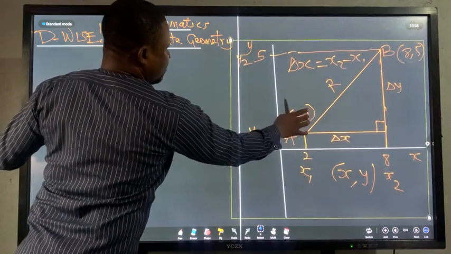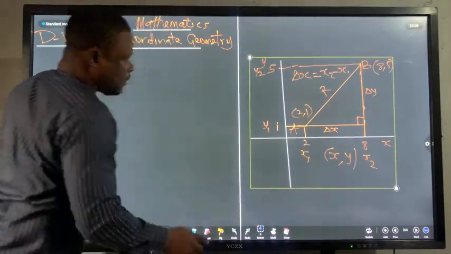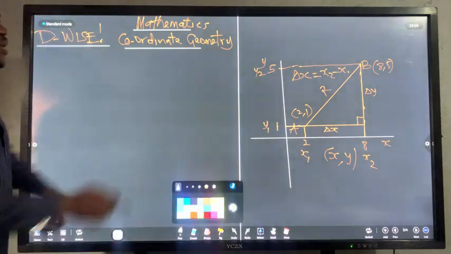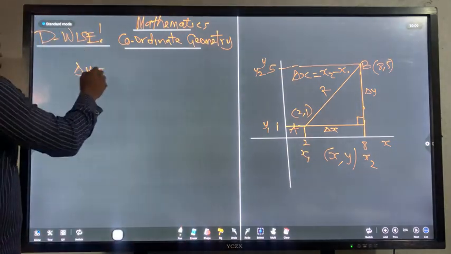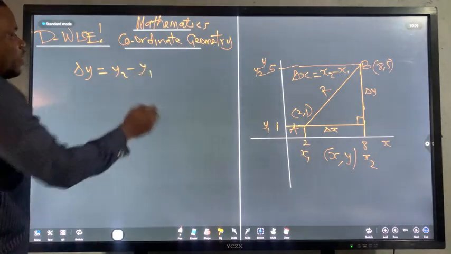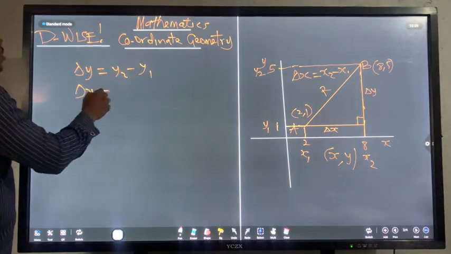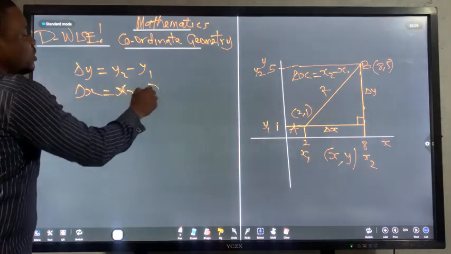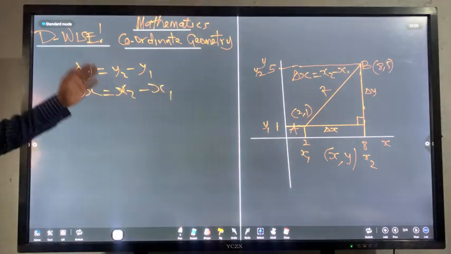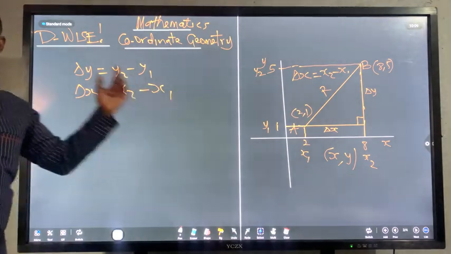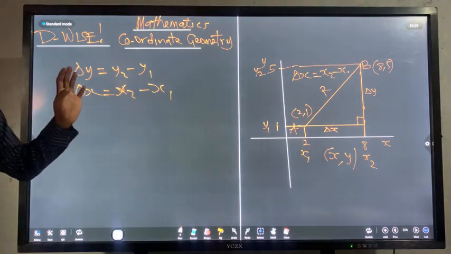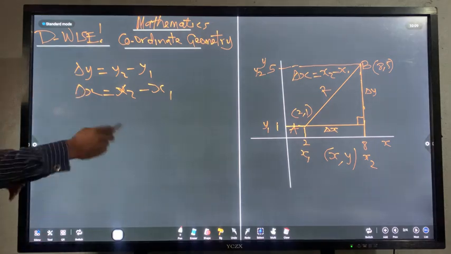So I can use this space. Right? So I've said that change in y is y2 minus y1, and change in x is x2 minus x1. Some textbooks will use y1 minus y2 and x1 minus x2, but you still get the same value at the end of the day. Do you understand? I will explain that as we go further.